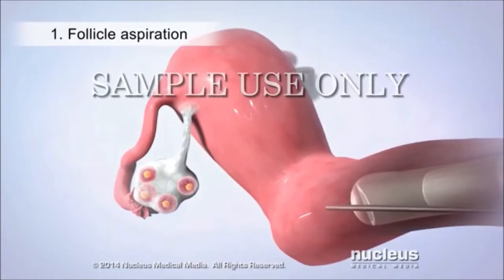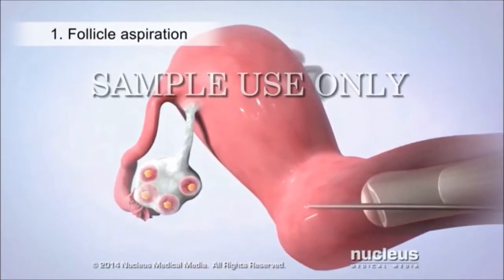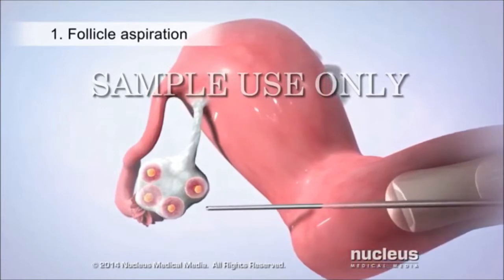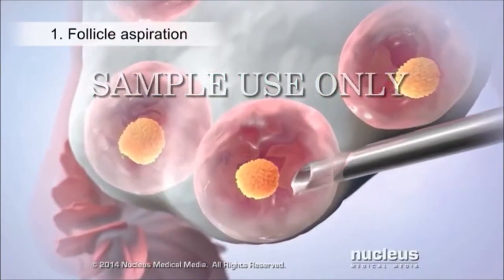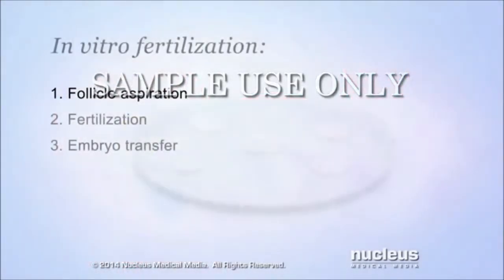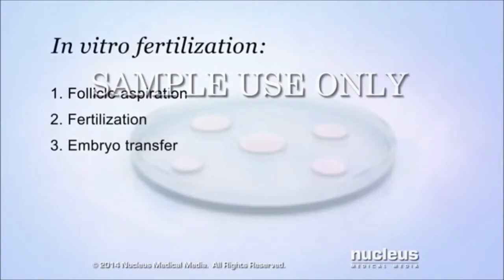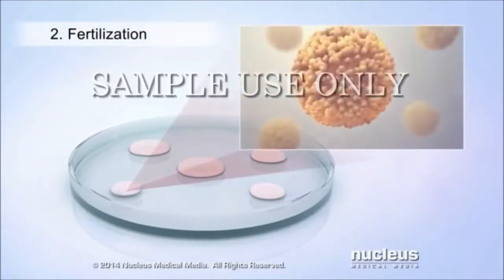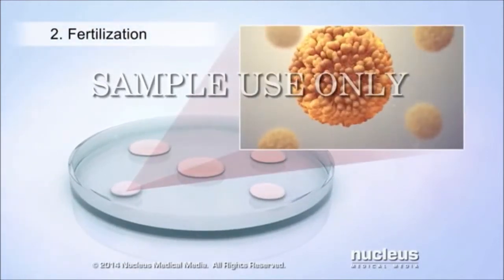Then the doctor will insert a long, thin needle into and through the wall of her vagina and guide it to the ovary. A suction device connected to the needle will collect several eggs from inside their follicles. During the second part of in vitro fertilization, called fertilization, the collected eggs will be taken immediately to a laboratory where they will be fertilized.